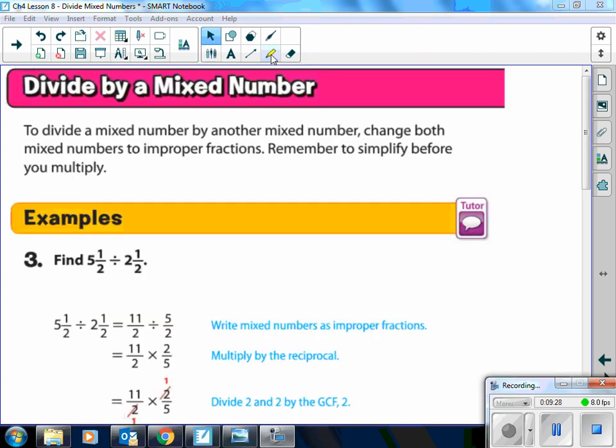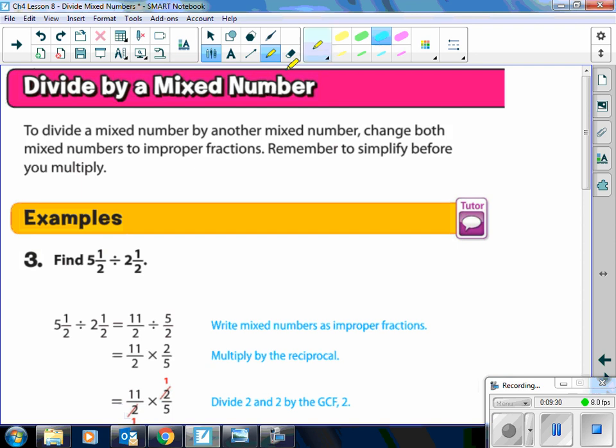Okay, so now we're going to divide by a mixed number. When we divide by a mixed number, do you think the rule is going to change? I don't know. I don't think so. Let's see here. To divide a mixed number by another mixed number, you're going to change both mixed numbers to improper fractions. Remember to simplify before you multiply, and then you just multiply like normal.